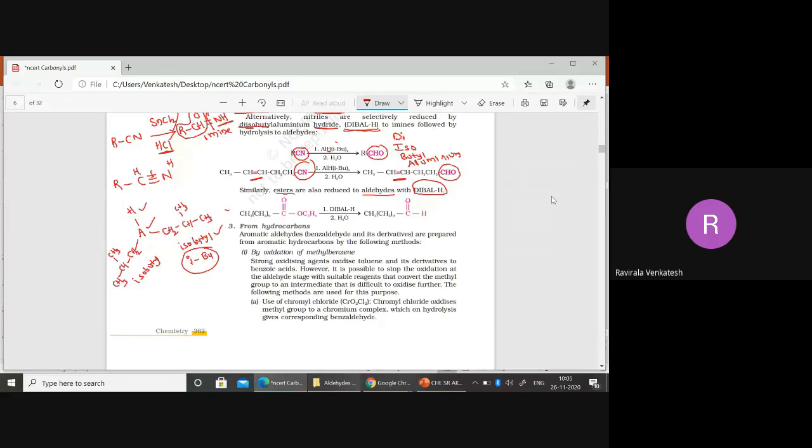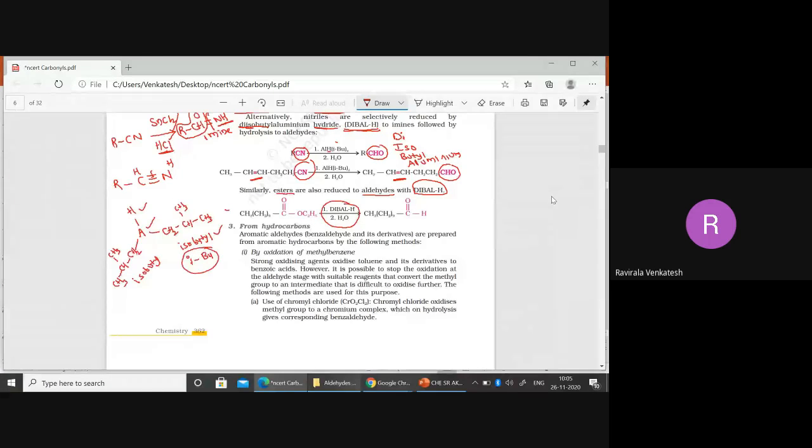In this case, the Stephen reaction reactant is different. The Stephen reaction reactant will be cyanides, and the reagent will be stannous chloride. That is okay. But I want to say that even the reagent is different, and the reactant is also different. So when you convert esters into aldehydes, what do you have to take? DIBAL-H. Again, you have to take the same reagent.